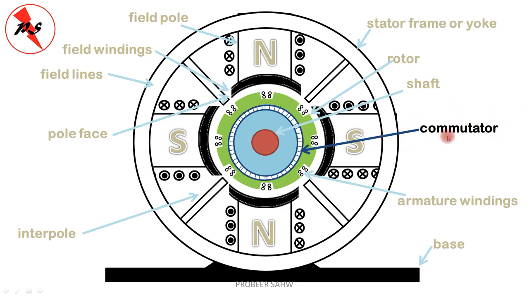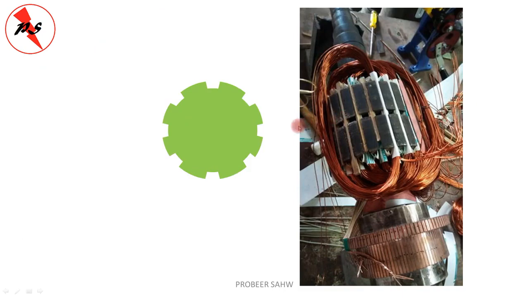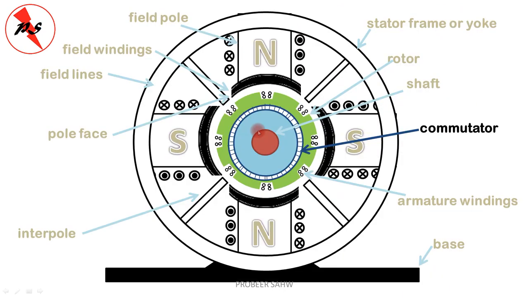The role of the commutator is to collect AC electricity from the armature windings and then pass it on to the external circuit in the form of DC electricity. Okay, and now the current that is collected by the commutator will be sent to the external circuit through carbon brushes. Before moving on to what carbon brushes are, let us see what the rotor of a DC motor actually looks like in real life.